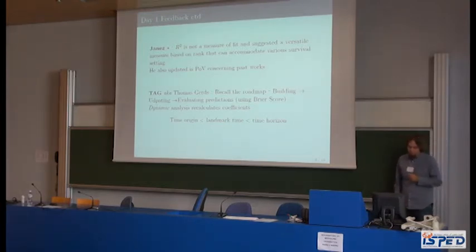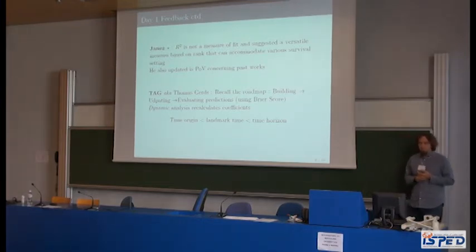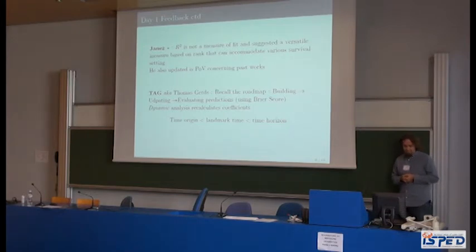So Thomas recalled a clear roadmap in building, updating, and evaluating risk prediction models using the Brier score. I will download the Brier paper, and he insisted on the fact that dynamic analysis will update the coefficients of the model. He also introduced, for people not familiar with the landmark methodology, this sequence of time origin, landmark time, and time horizon, which is not so used if you're not into the landmark business.